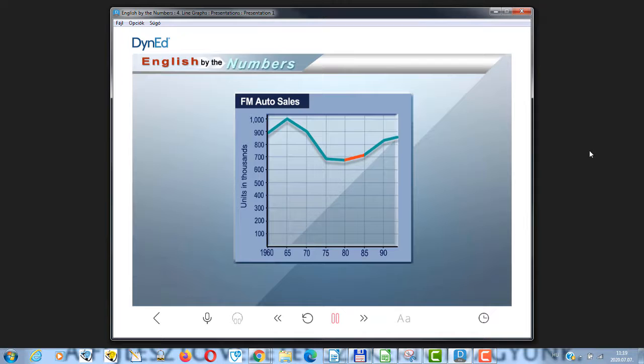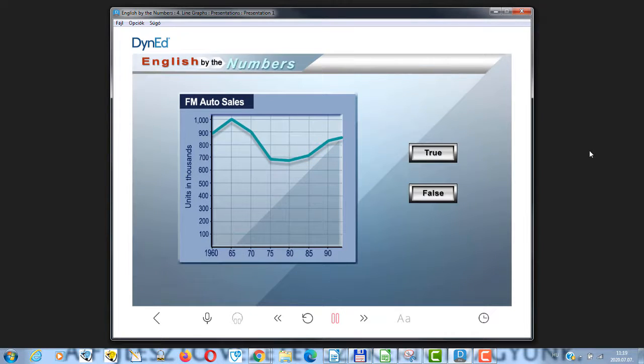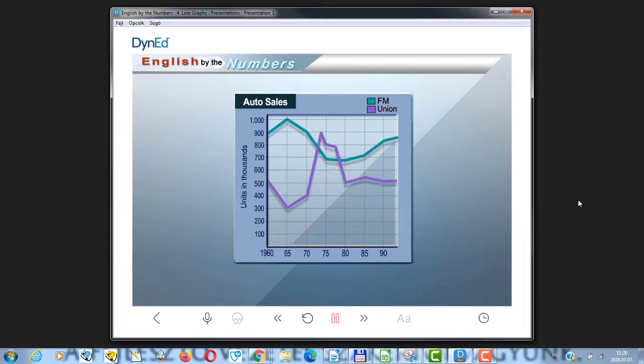From '80 to '85, sales remained fairly flat, and then they began to rise. Since '85, sales have been improving, and the company is regaining market share. True or false? Sales were around 800,000 units in 1975. That's right. In 1965, sales at Federal Motors were more than triple the sales at Union.